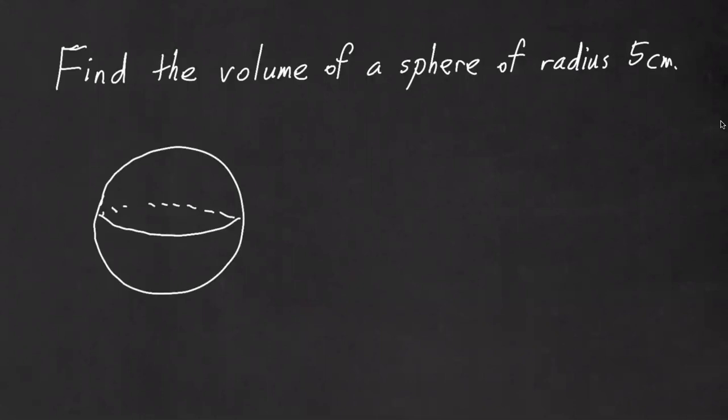And we're going to slice it, right? So we're going to take a slice maybe up here, and it would look something like that. If we slice it horizontally, the slices are going to be circles, and we're going to need to find the area of each slice. And so how are we going to do that?